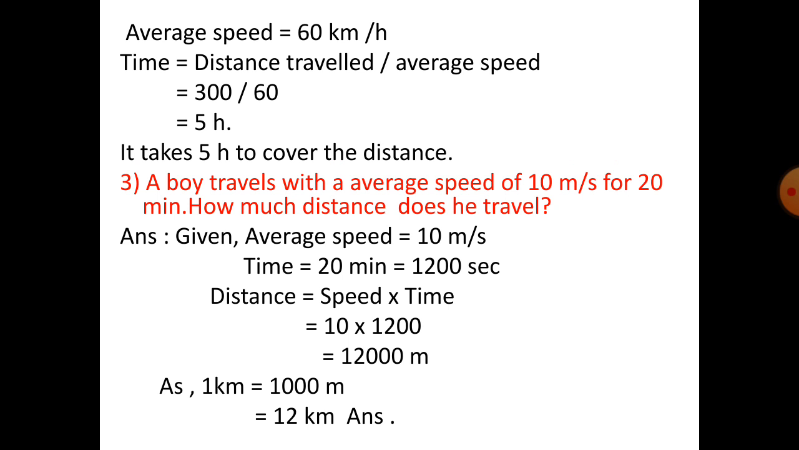Number 3. A boy travels with the average speed of 10 meter per second for 20 minutes. How much distance does he travel? Given average speed is equal to 10 meter per second. Time is equal to 20 minutes, which is equal to 1200 seconds.